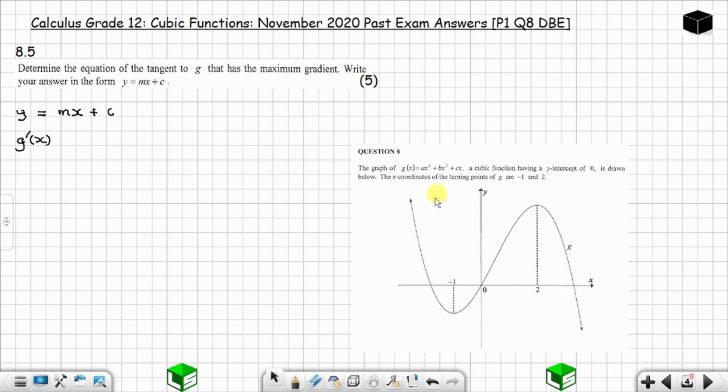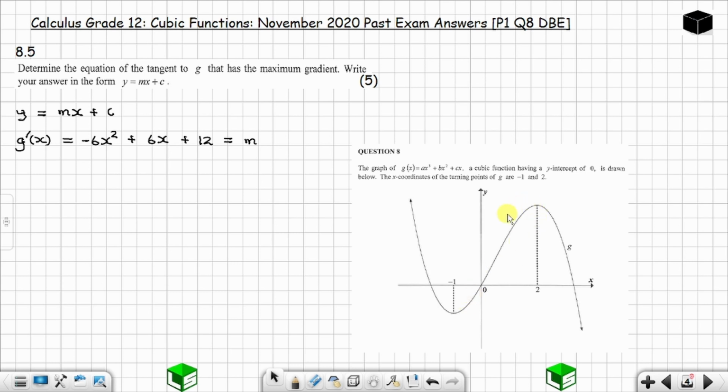Okay, so you take g prime x, which will give you the gradient, and the gradient is the gradient of the tangent which is touching g. I hope you understand what I mean. Let's see, from the previous question, g prime of x is equal to this. You got this from the previous question in 8.4. So this is equal to m, the gradient of the tangent that is touching g. I hope you understand that.